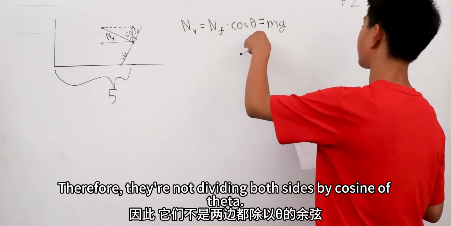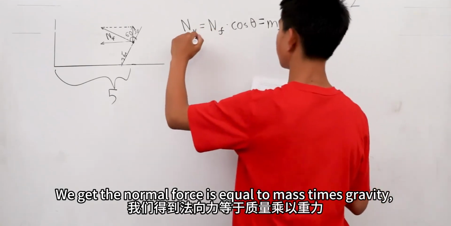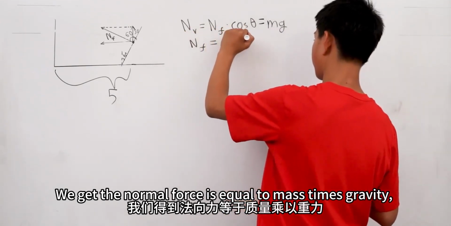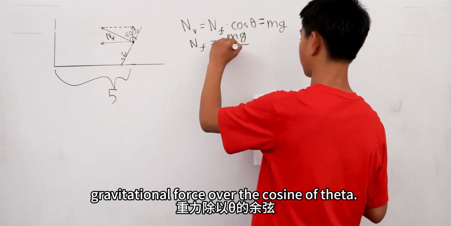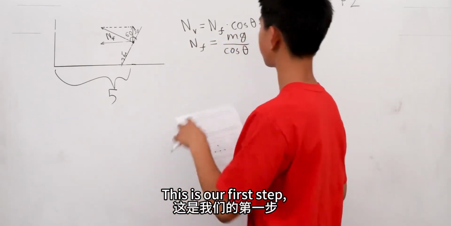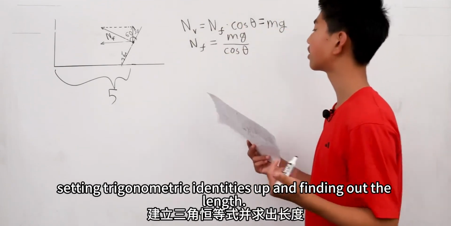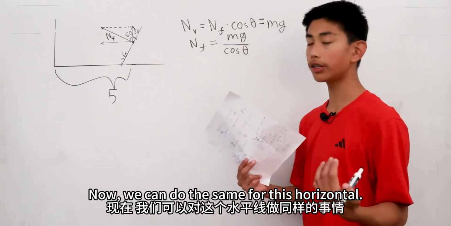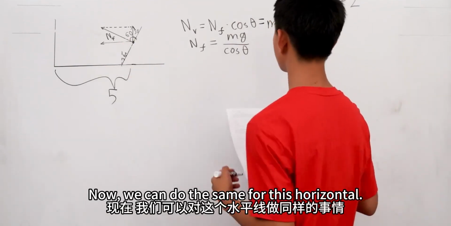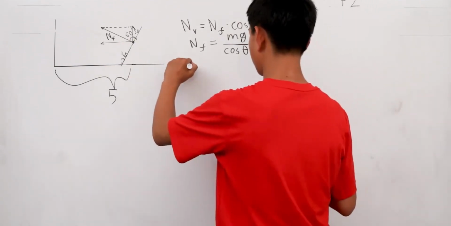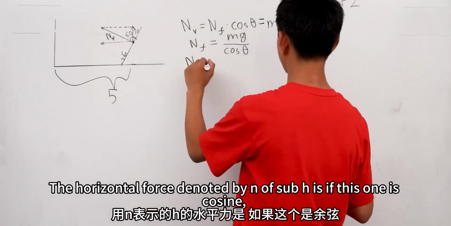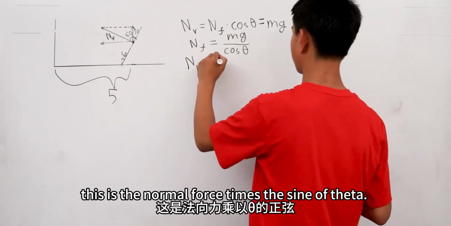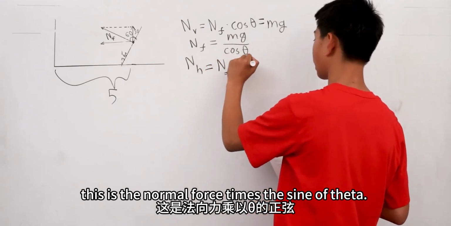Therefore, dividing both sides by cosine of theta, we get that the normal force is equal to mass times gravity over the cosine of theta. This is our first step, setting trigonometric identities up and finding out the lengths. Now, we can do the same for the horizontal. The horizontal force, denoted by N sub h, is, if the vertical one's cosine, the normal force times the sine of theta.